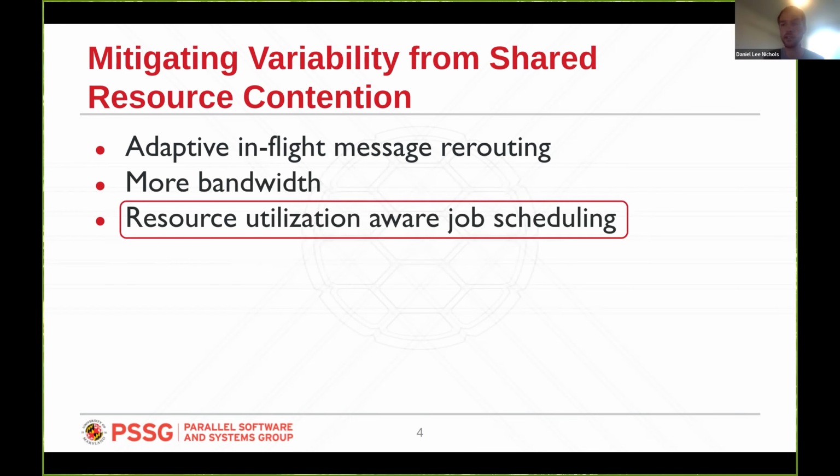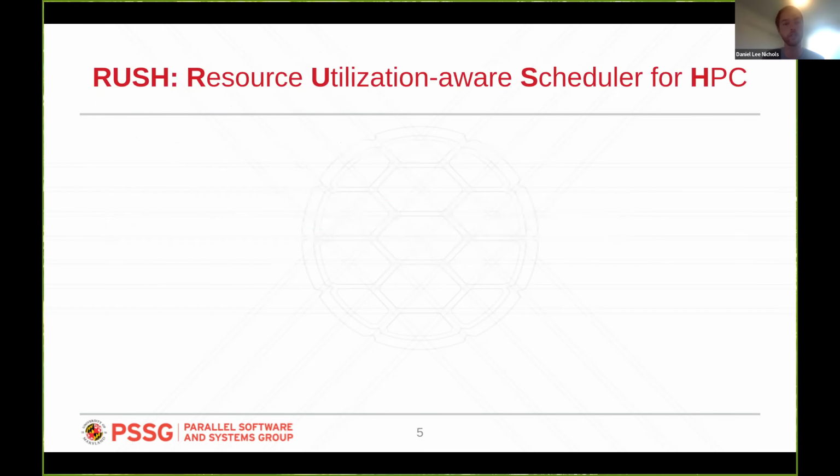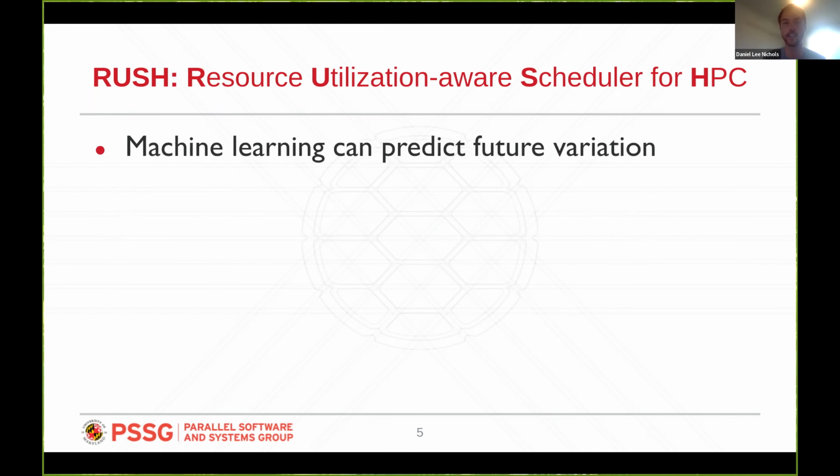In order to solve this problem, we introduced the RUSH framework, which is the Resource Utilization Aware Scheduler for HPC framework. We designed this framework around two key insights that we had based on current literature. The first is that we can use machine learning to predict future variation on a system. Given the current state of a system and a job description, we can predict with relatively good accuracy whether that job is going to experience variability or not.